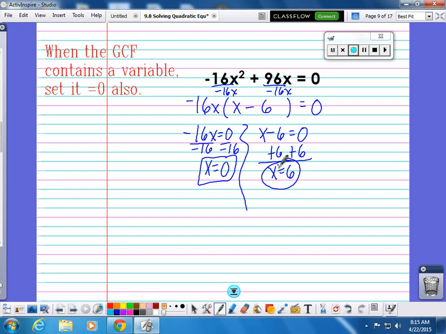X is 6. By the way, how could I know without a shadow of a doubt that was right? Can I plug them in? Like if I plugged in 0 here, squared it, multiplied it by -16, multiplied 0 here, multiplied by 96, added them, I'd obviously get 0, right? What about if I plugged in 6 here and here in my calculator? What would I get when I type that in? 0. So that way I know I've got the right answer, okay?